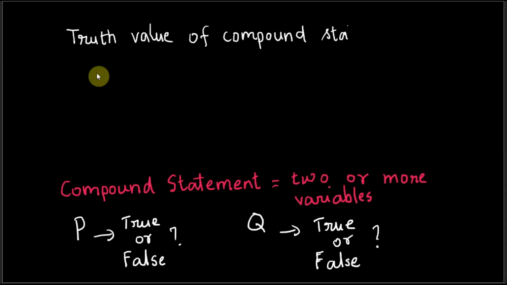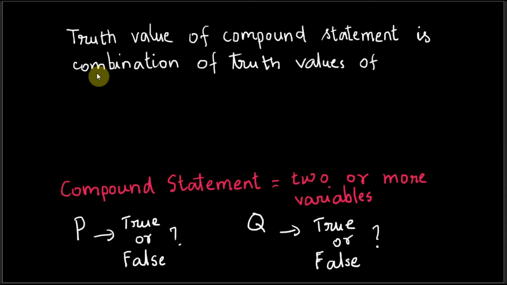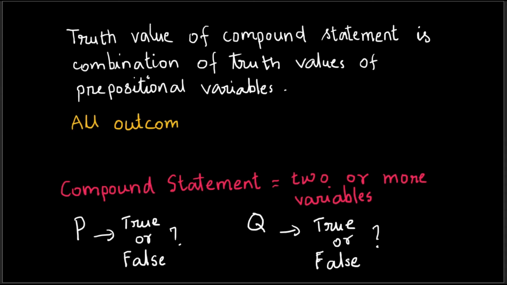Therefore, the truth value of a compound statement depends on the truth values of P and Q at that moment. Therefore, all outcomes of a compound statement can be shown in a table form called a truth table, about which we will discuss later.